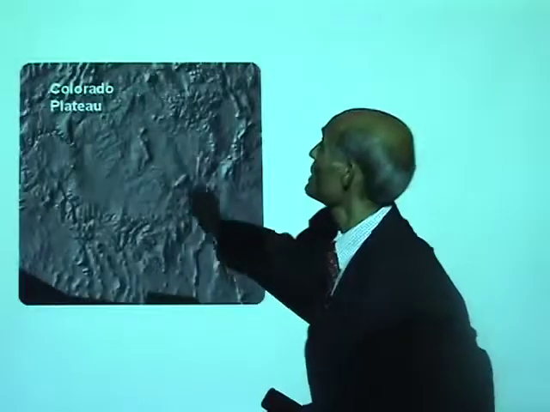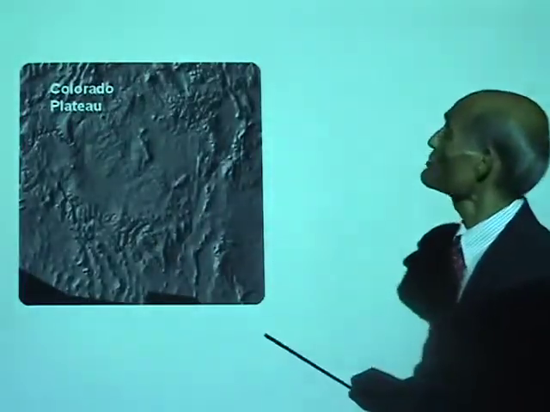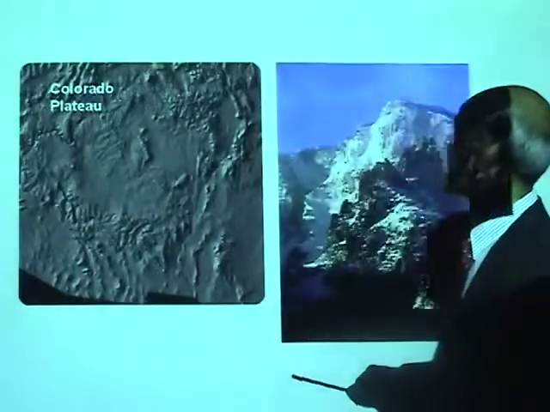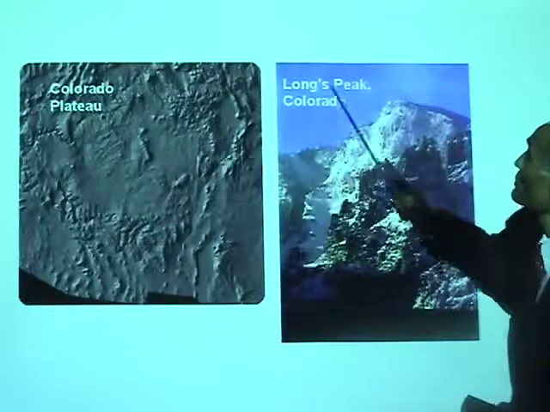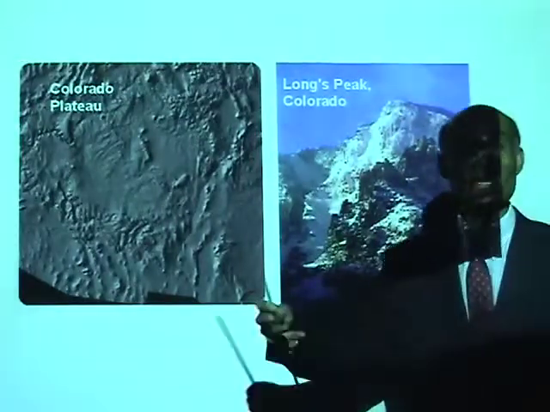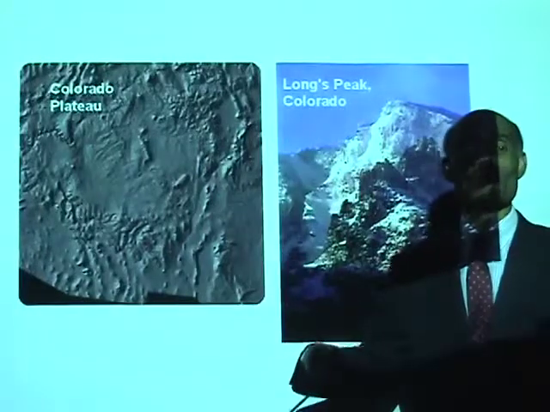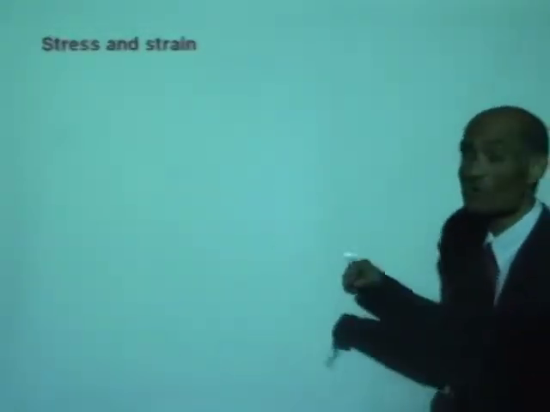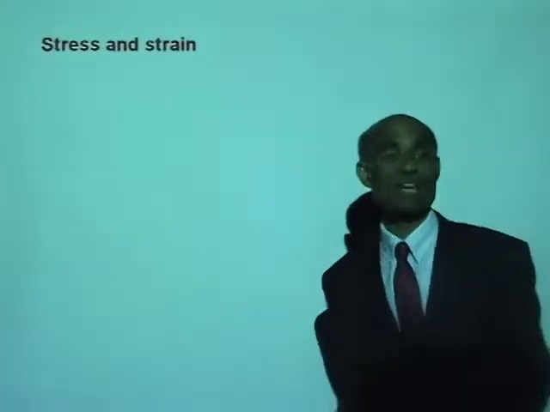Well, look at the nature of the Colorado Plateau. That is the result of the changes on the surface of the earth. And this is the Long Peak in Colorado. All different types of shapes on the surface of the earth are all due to these constant changes.